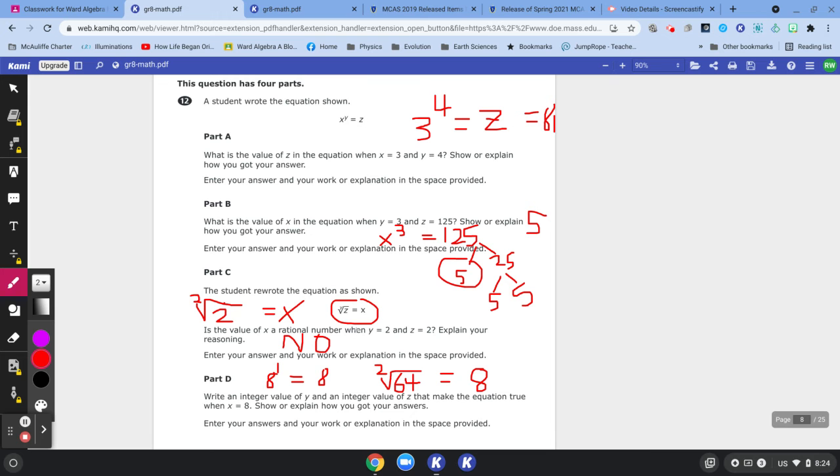If we're using the second one, the y root of z equals 8, well, you could set up a square root of 64 equals 8, where y is 2 and z is 64. All right, and that is that.